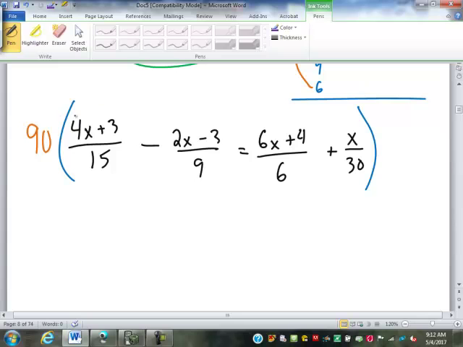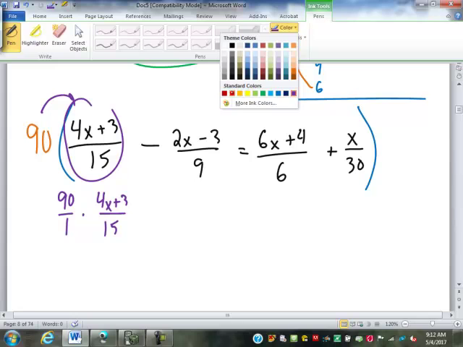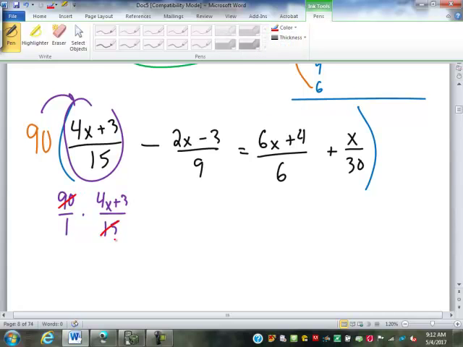So now this is just a single digit here. So it's 90 times that. So I'm going to make it 90 over 1 times the 4x plus 3 over 15. Now the first thing I'm going to do is cross cancel the 90 and the 15. This is 1 and this is going to be 6. Now I'm going to put parentheses around this. So it's 6 times 4x is 24x. 6 times 3 is 18.